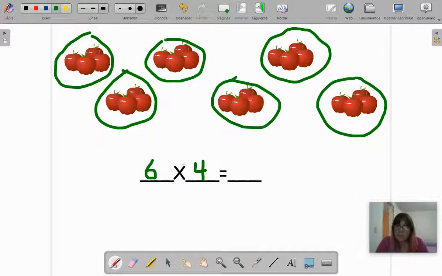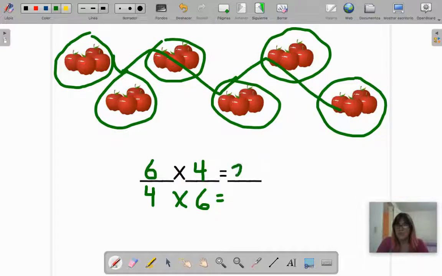Right now you're going to see that we can do it backwards. In putting first how many are inside, 4 times 6 groups equals, and then you just count to see how many in all. So 4 and 4 is 8, plus other 4, 12, plus other 4, 16, plus other 4, 20, plus other 4, 24. So 6 times 4 is 24, or 4 times 6 is 24. It's the same for both.